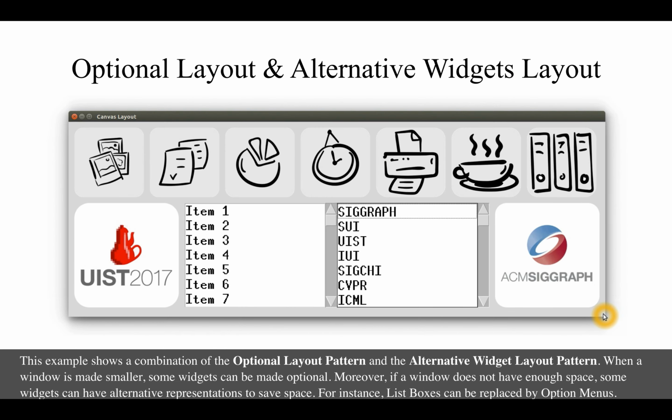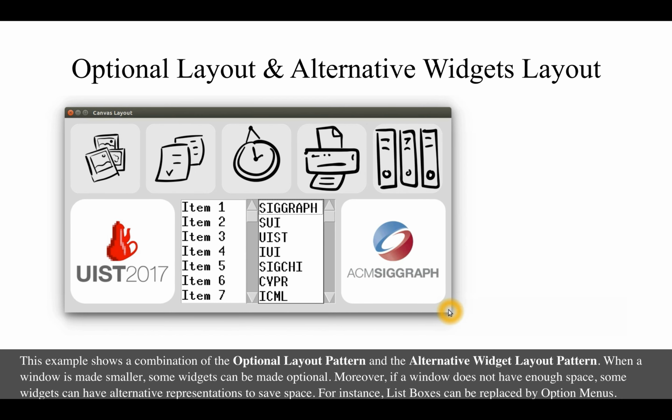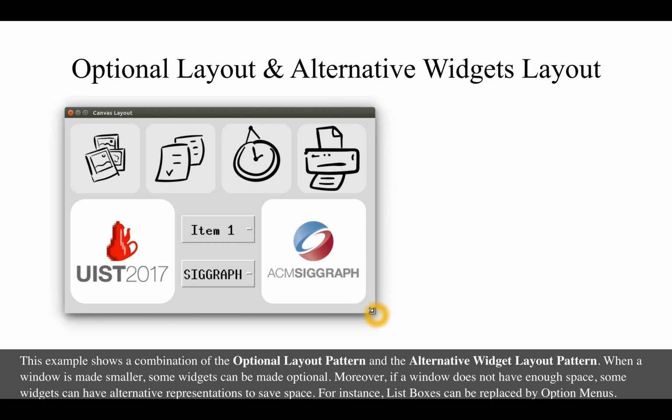When a window is made smaller, some widgets can be made optional. Moreover, if a window does not have enough space, some widgets can have alternative representations to save space. For instance, list boxes can be replaced by optional menus.